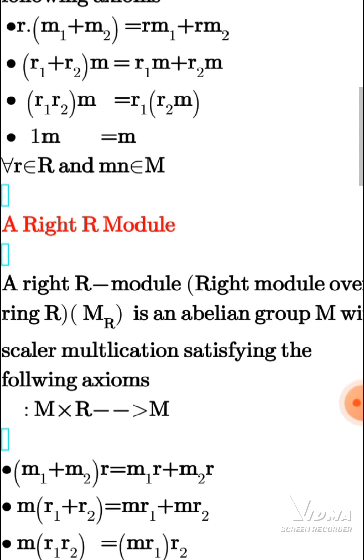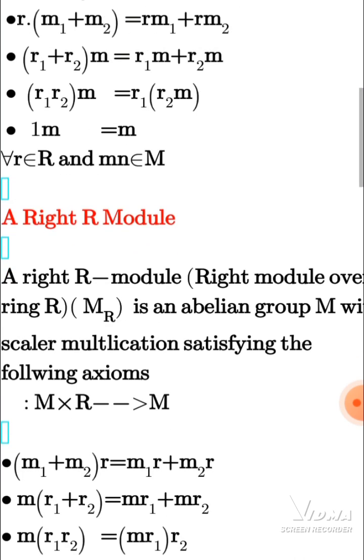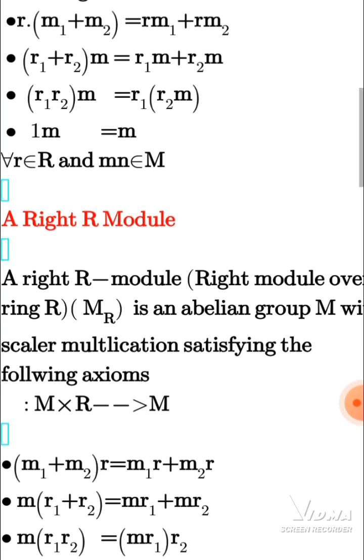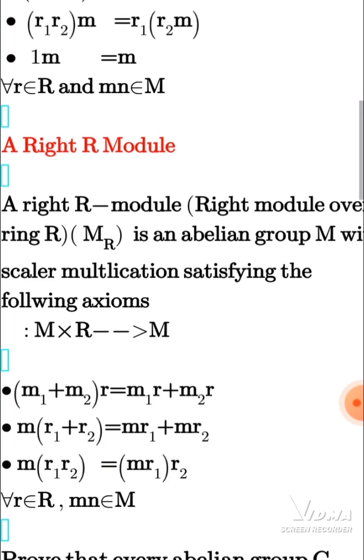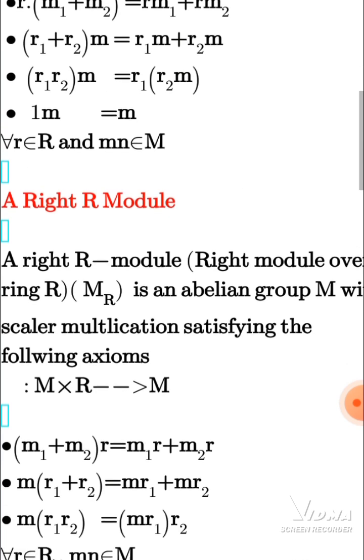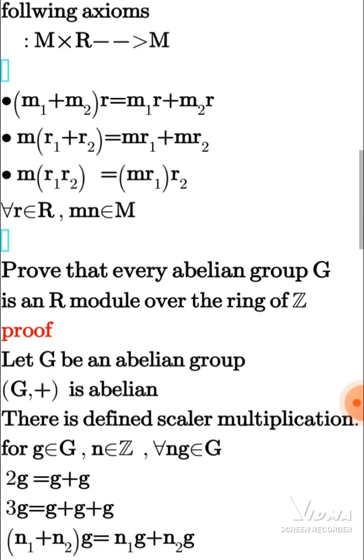The right R module is kind of the opposite of the left R module, and you can see the axioms as follows: m1 plus m2, then r. So in right R modules, what matters is the arrangement. You can see from the first one we have r dot, and in the second one we have dot r. So that is just the difference between a right R module and a left R module. So it is the arrangement that matters. So you can take note of the definition.